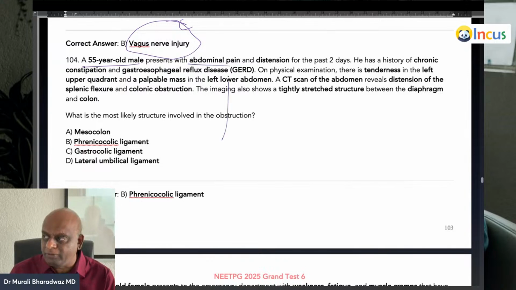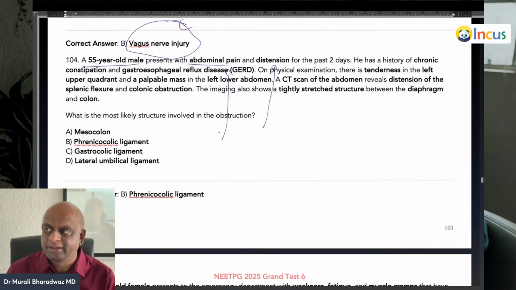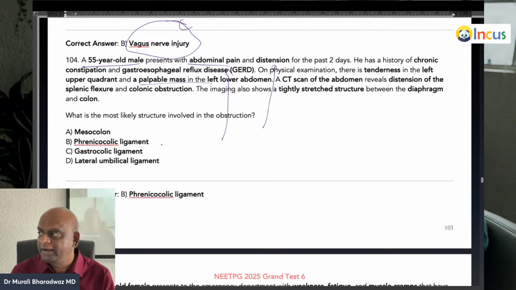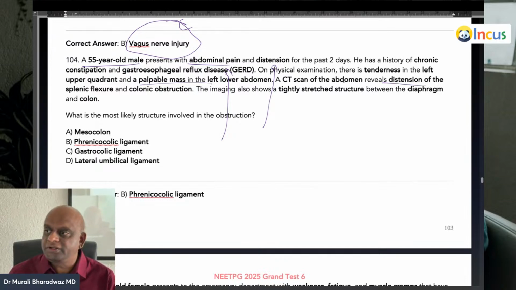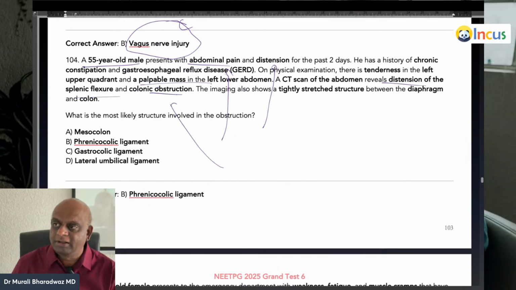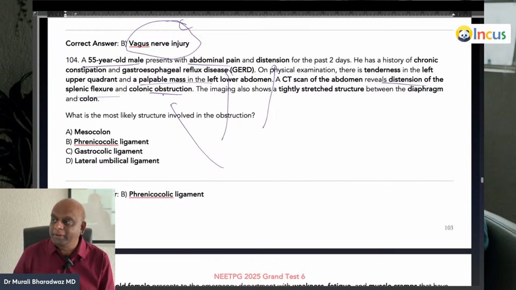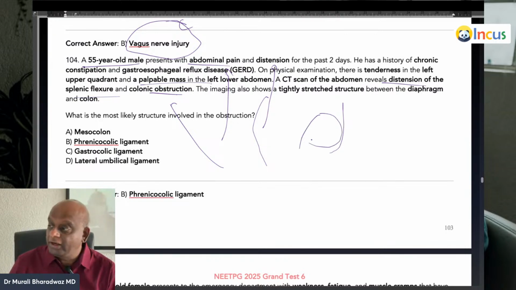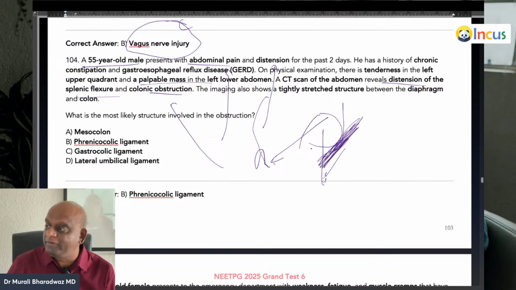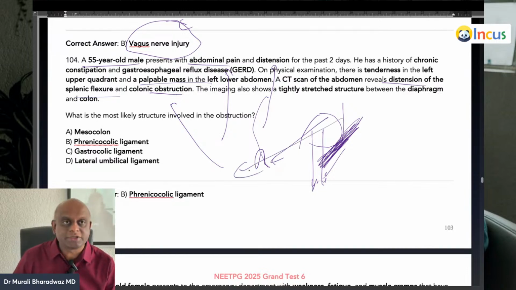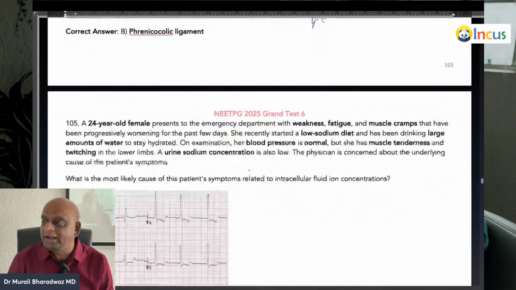Now, 55-year-old male with abdominal pain and distension for the past 2 days. There is a gastroesophageal reflux disease. And there is a distension of the splenic flexure and colonic obstruction. So, typically, whenever splenomegaly occurs, even though the spleen is on the left side, it won't occur into the left iliac fossa. It occurs into the right iliac fossa because of the presence of the phrenicocolic ligament, which will prevent it from going downwards but go towards the right side, is how the splenic enlargement occurs.